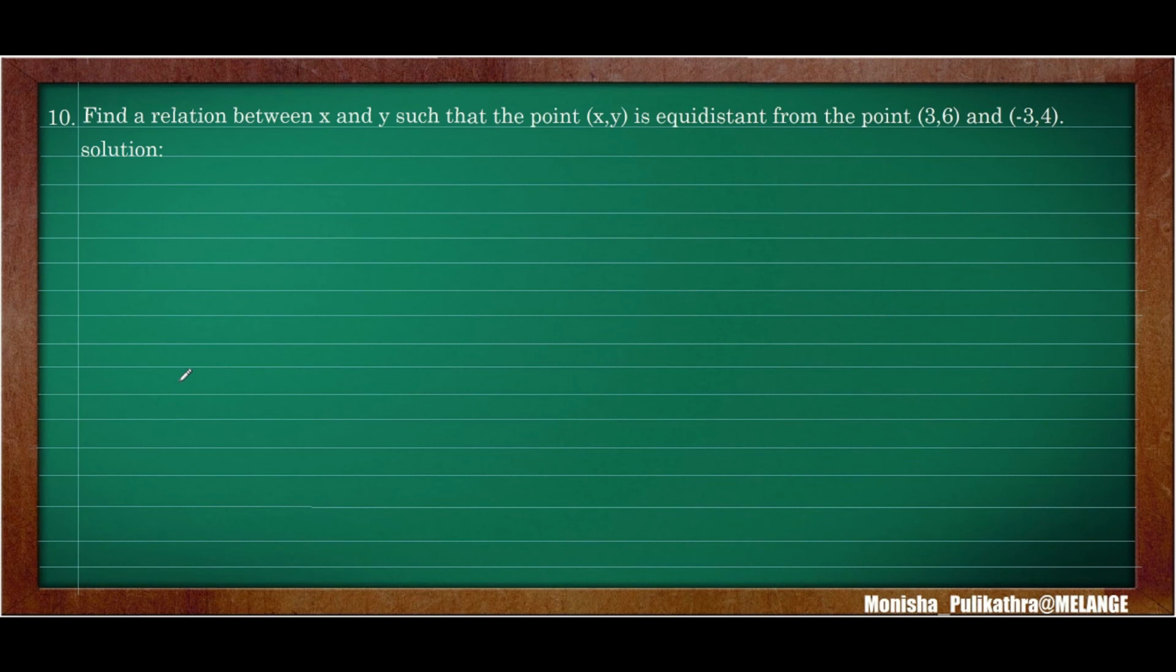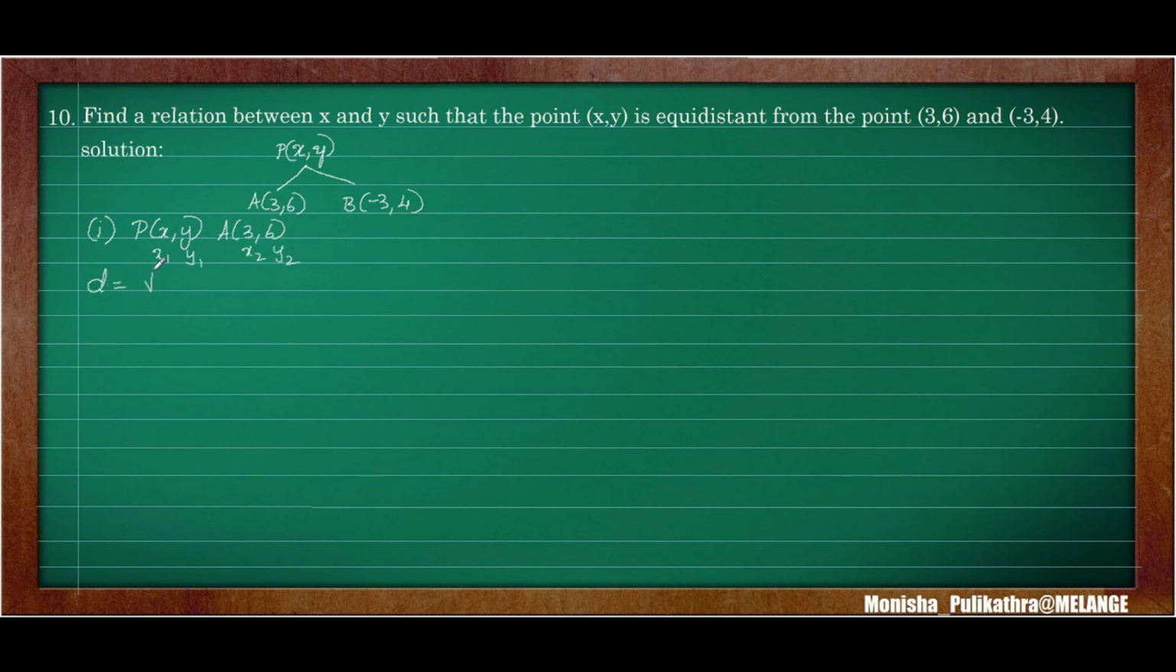Moving on to the last problem of this session, that is the 10th problem. So here we need to find a relation between x and y such that the point x y is equidistant from the points, let it be A 3 comma 6 and B minus 3 comma 4. Okay, so this point is at equal distance to these 2 points. So first we need to take P of x y and A of 3 6. So let this be x1 y1 and let this be x2 y2.